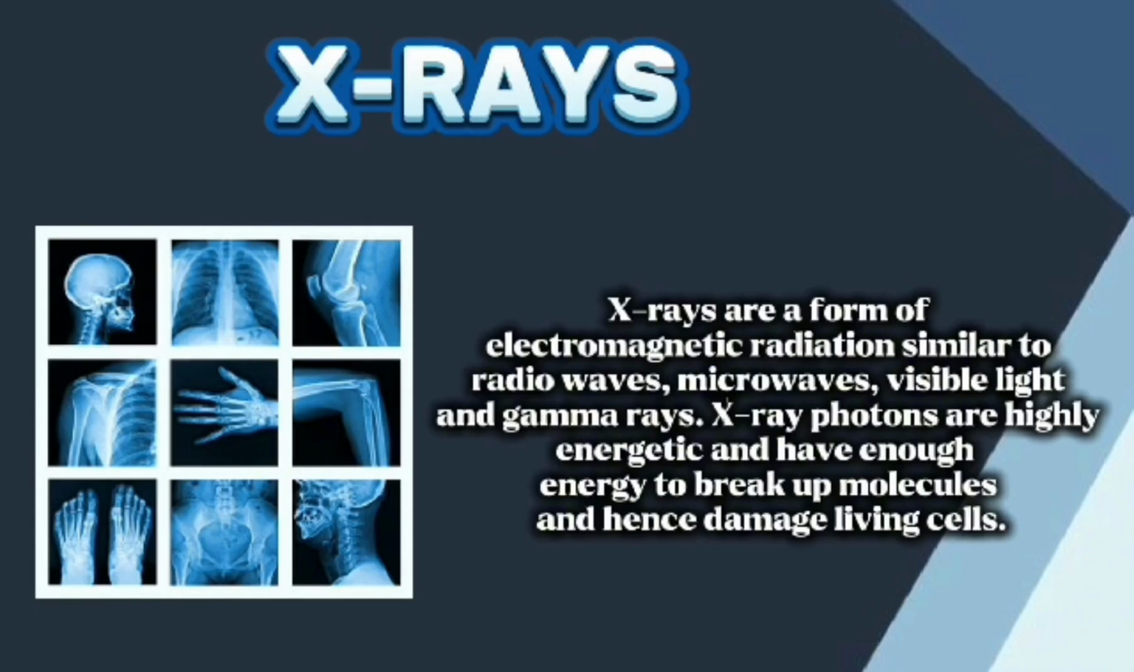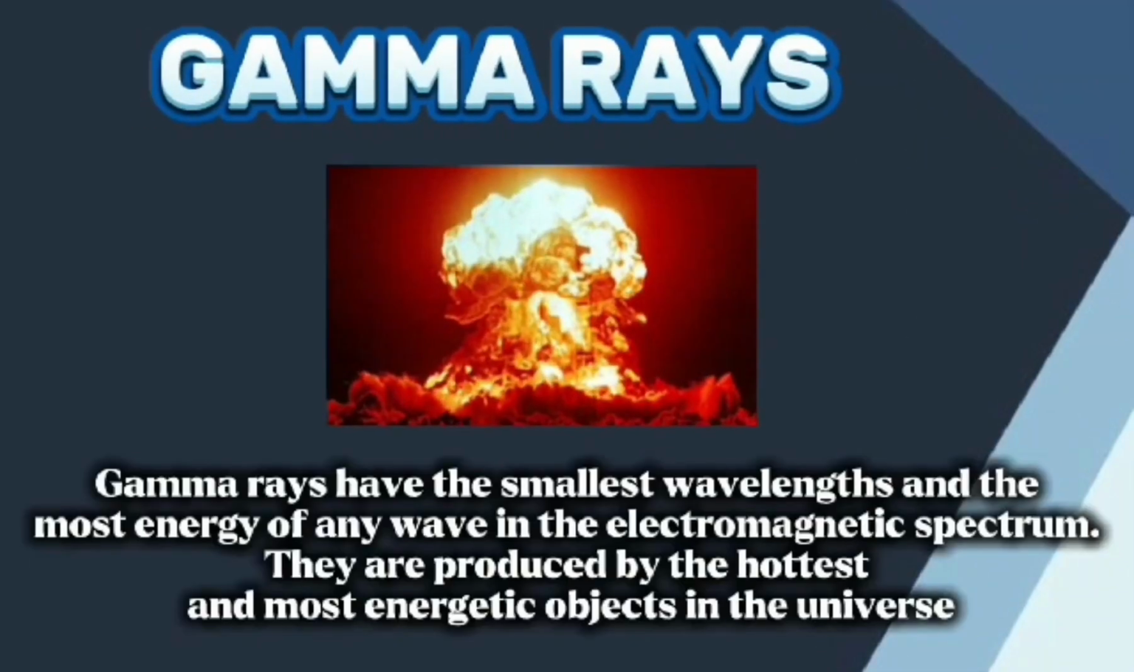X-rays are a form of electromagnetic radiation similar to radio waves, microwaves, visible light, and gamma rays. X-ray photons are all highly energetic and have enough energy to break up molecules and hence damage living cells. Gamma rays have the smallest wavelength and the most energy of any wave in the electromagnetic spectrum. They are produced by the hottest and most energetic objects in the universe.